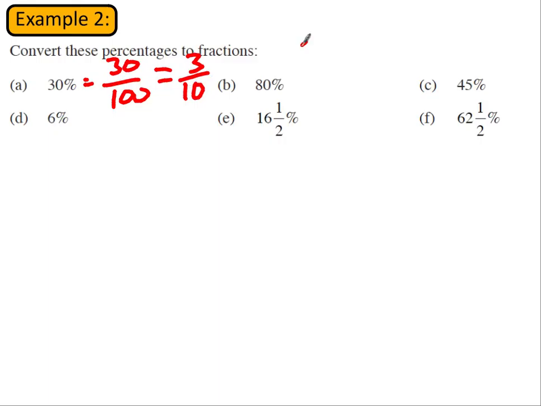80% is exactly the same. It's going to be 80 out of 100. And then we're going to simplify. It's 8 over 10. And simplify again. They both divide by 2, so that's 4 over 5.